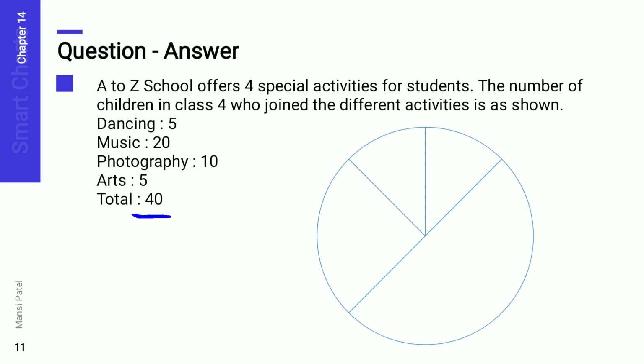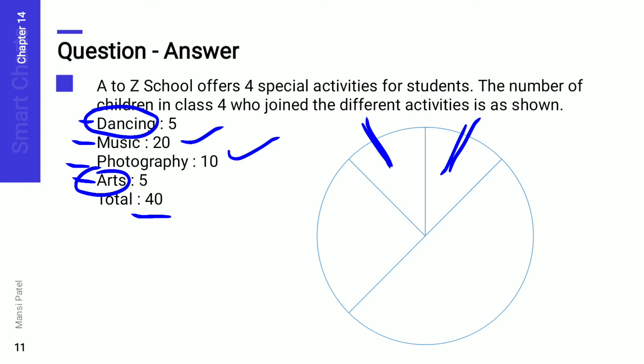How many activities are there? 4 activities are there: dancing, music, photography, and arts. Now you see here the number of students who would like to join dancing and the number of students who would like to join arts. These both are the same. So these two portions are the same. In one, dancing is coming and in another, arts is coming. Now how many remaining are there? Two parts are remaining. Which are those? Music and photography.